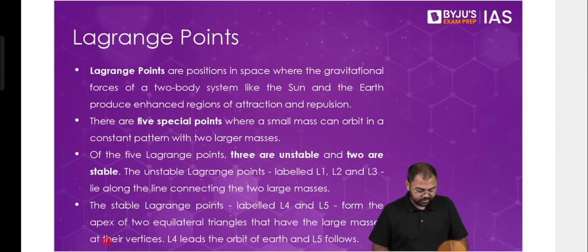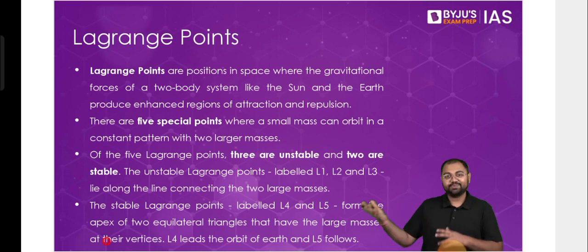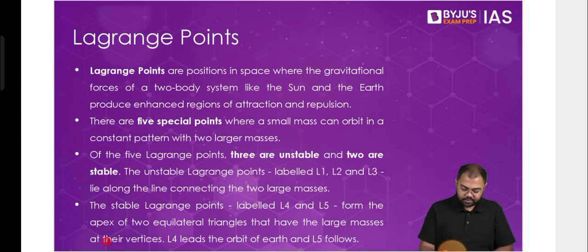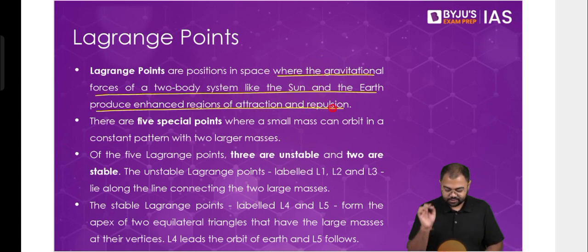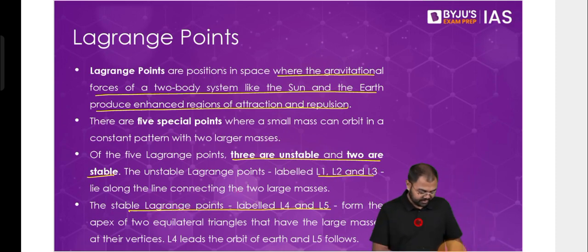So it's a very complicated topic altogether about what Lagrange points are, and what we are touching is just the surface of what actually happens behind the scenes, because that's too technical for you to understand and comprehend. And also, I don't believe that such questions can be asked beyond something like this. I don't think that they can ask a question from here. So where the gravitational forces of a two-body system like the Sun and the Earth produce enhanced regions of attraction and repulsion, we see that there are 3 unstable points and 2 stable points. So you have L1, L2, and L3, which are unstable points, and the stable points are labeled as L4 and L5. So this is how we have.